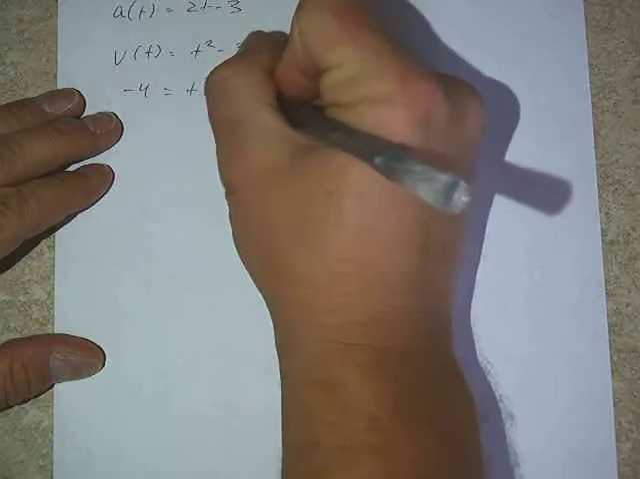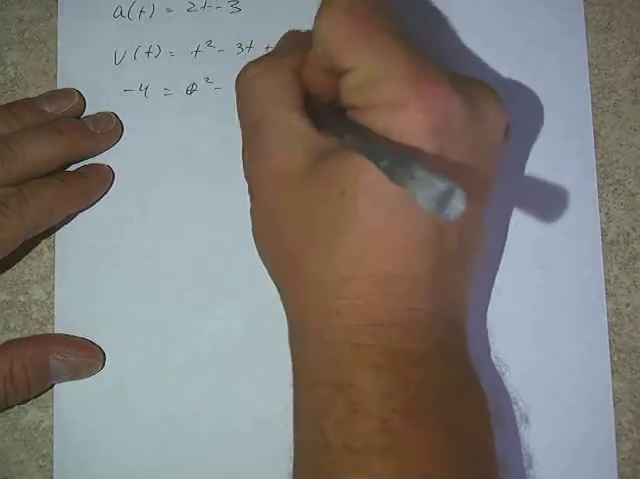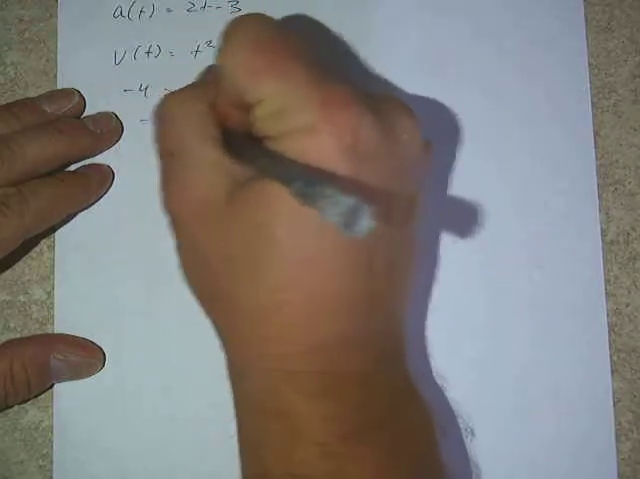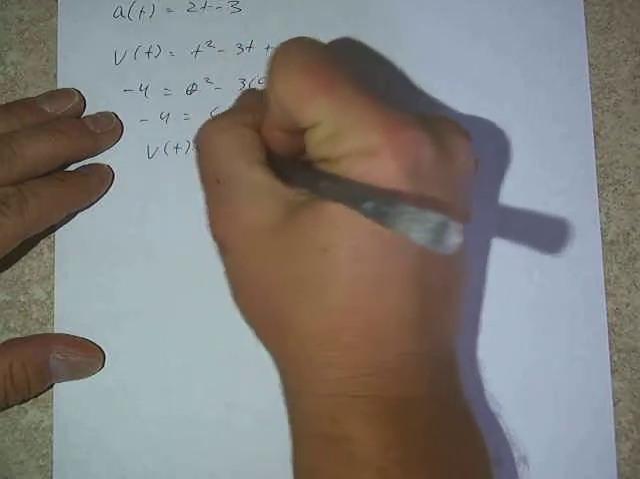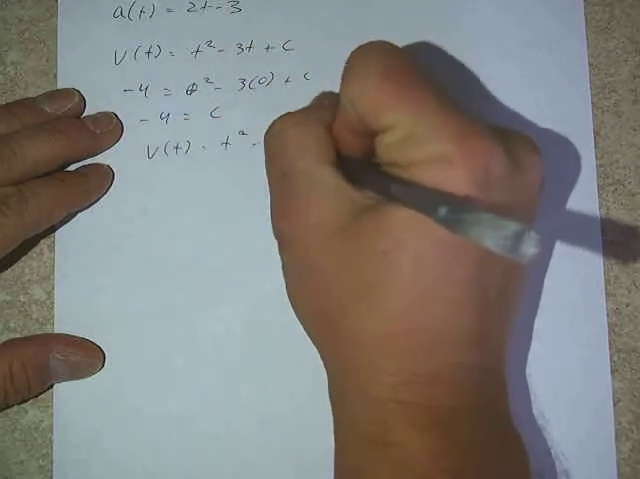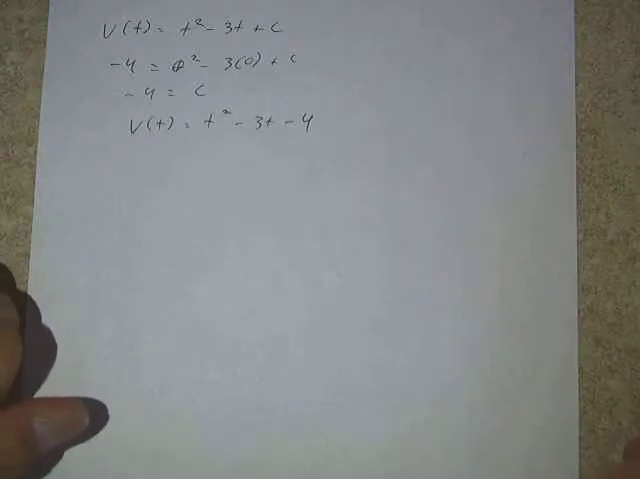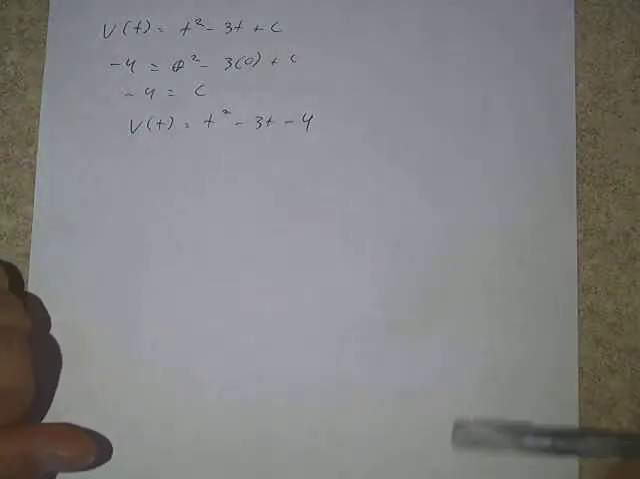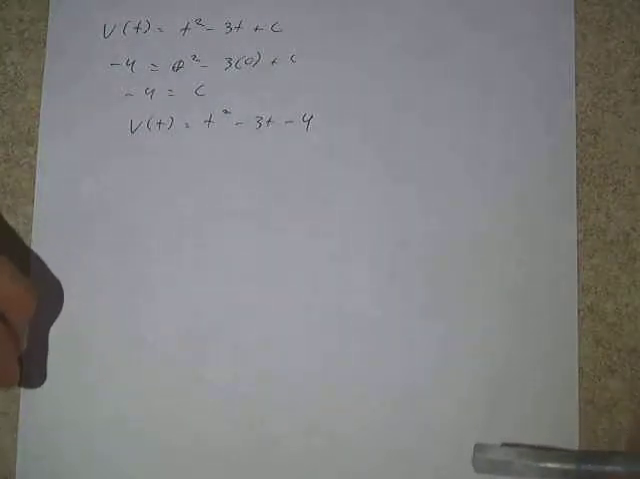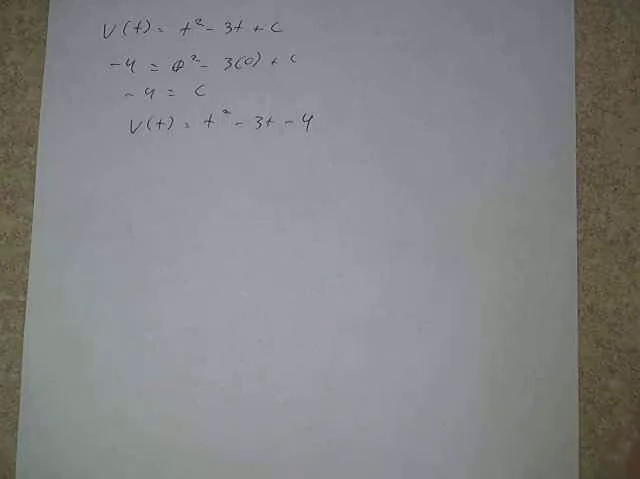Okay, on 13 we have a particle that's moving. So the acceleration is given. We've got a of t is equal to 2t minus 3. Initial velocity is negative 4. At what times is the particle furthest to the left? Alright. So keep in mind the time frame here is 0 to 5.